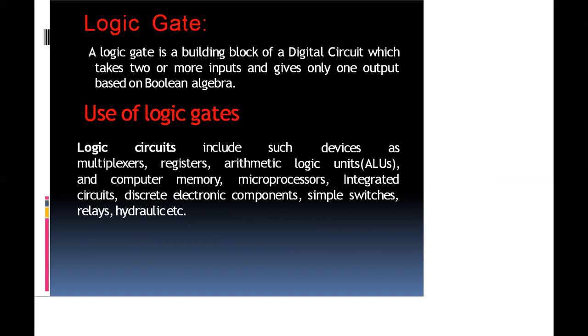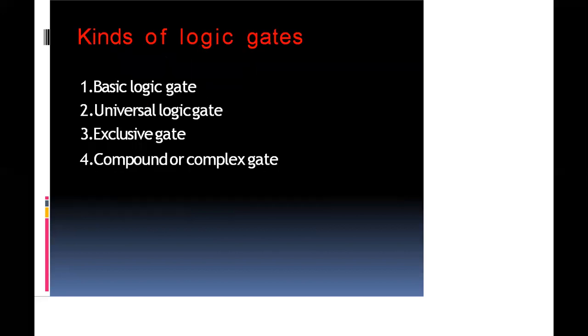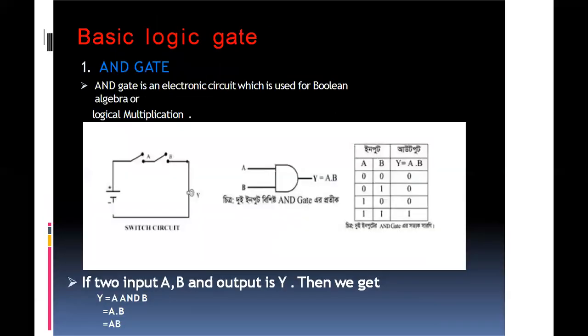Logic gates are used in such devices as multiplexers, registers, arithmetic logic units, computer memory, microprocessors, integrated circuits, discrete electronic components, simple switches, relays, and hydraulics. There are four kinds of logic gates: basic logic gate, universal logic gate, exclusive gate, and compound or complex gate.